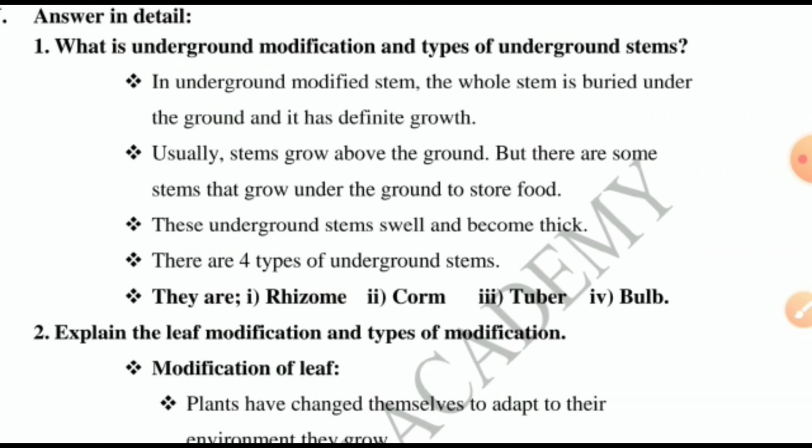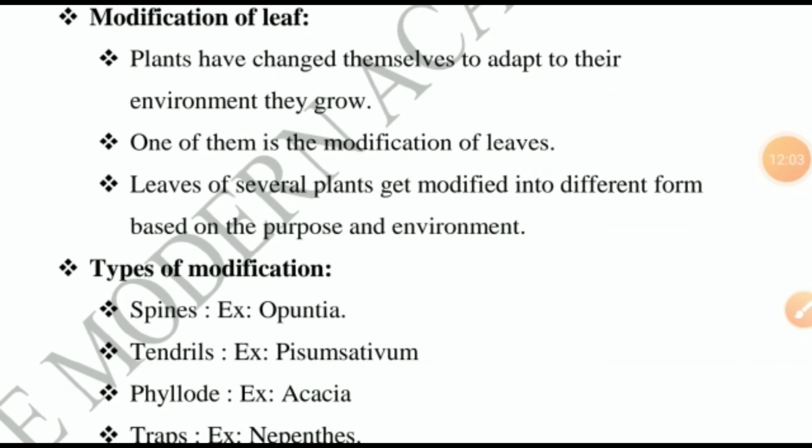Explain the leaf modification and types of modification. Plants have changed themselves to adapt to the environment in which they grow. One of them is the modification of leaves. Leaves of several plants get modified into different forms based on the purpose and environment. Types of modification. Spines, example Opuntia. Tendrils, example Pisum sativum. Third one, phyllode, example Acacia. Traps, example Nepenthes.